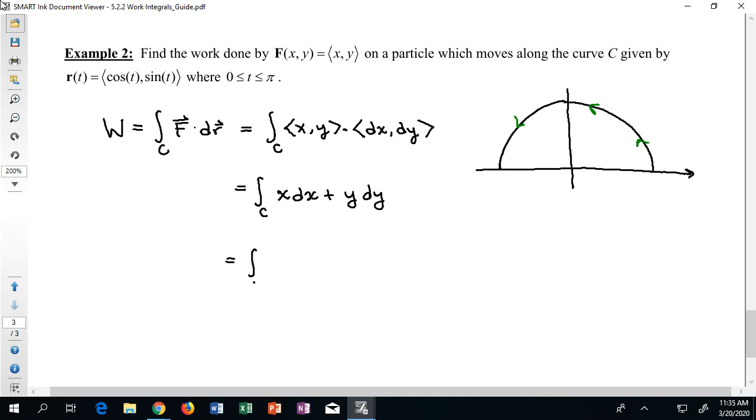So notice, I know my curve goes from 0 to pi. I know that x can be replaced with the cosine of t. Its derivative would be dx, so the derivative here is going to be a negative sine of t, and of course, I have dt. I can go ahead and replace y with the sine of t, and then dy would be cosine of t dt.